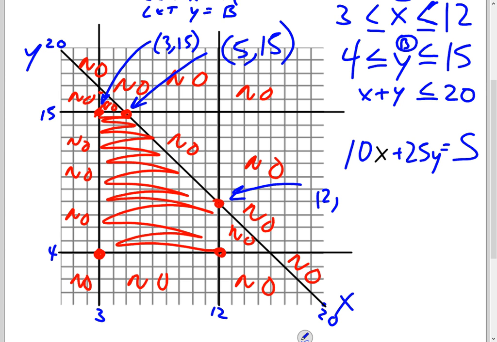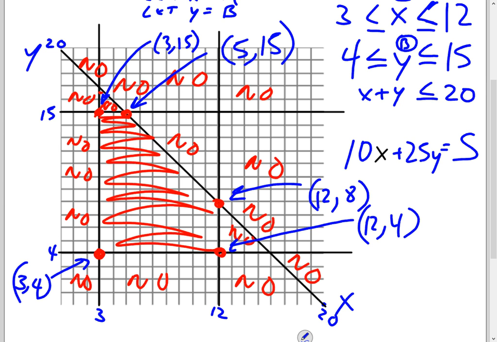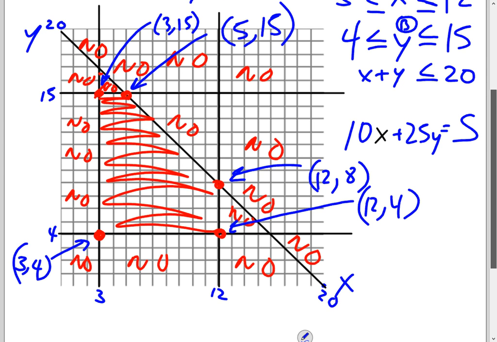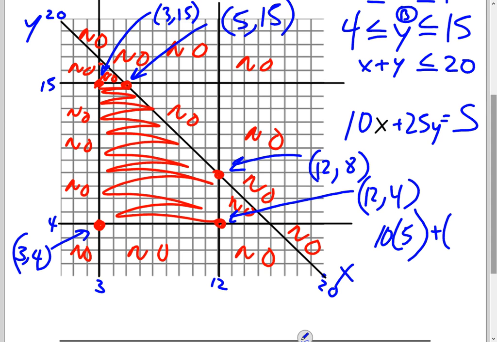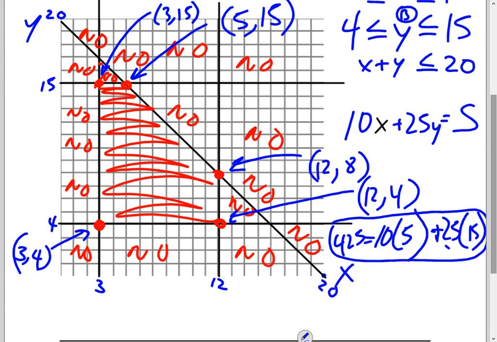12, 5, 6, 7, 8. 12, 4. 3, 4. I think that's all of them. And this time we're looking for maximum. Out of all of those, our maximum would have been 5 and 15. And that gives me 425. Some of you got this far, and then you multiplied incorrectly. You did all that work, and then ended up with the wrong maximum.